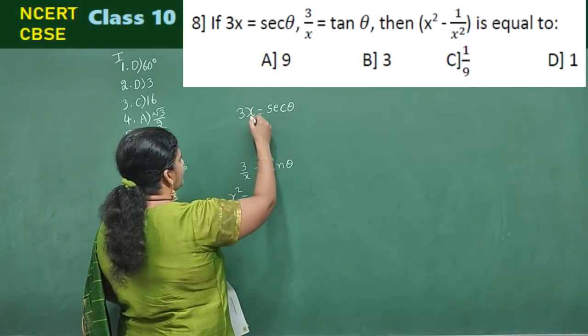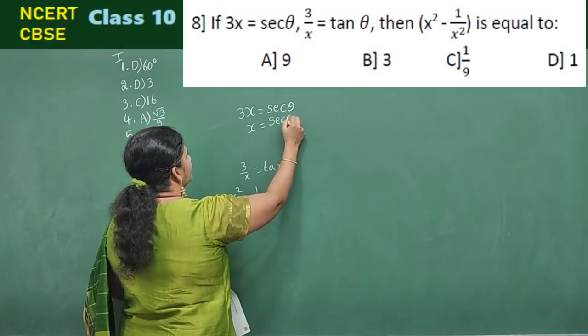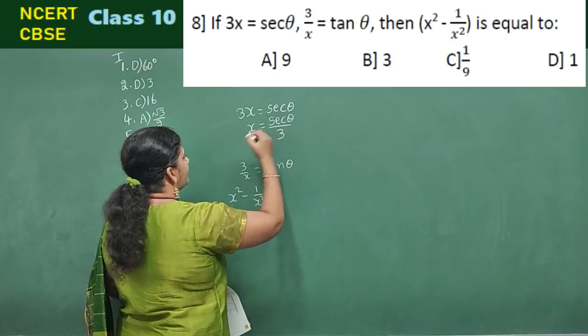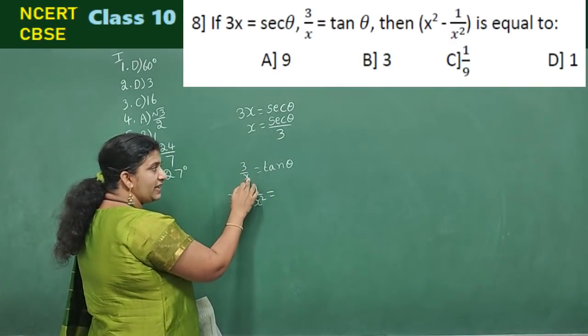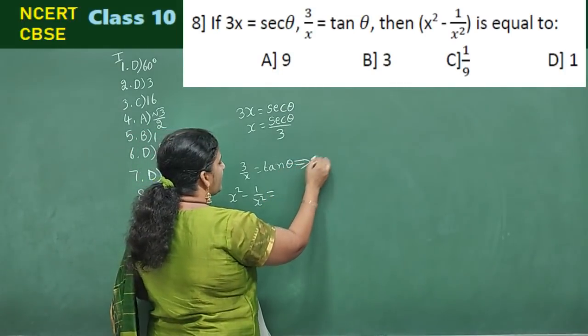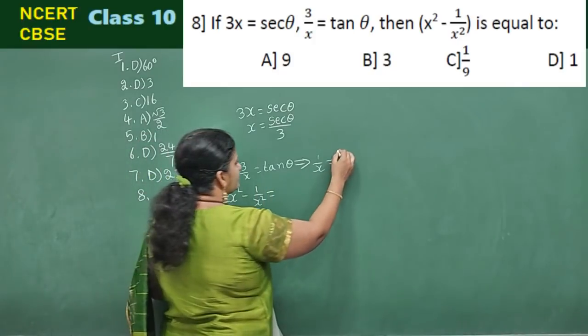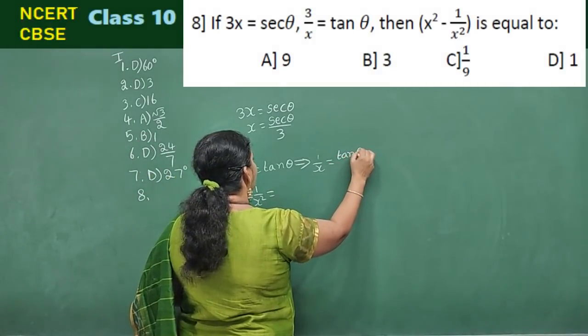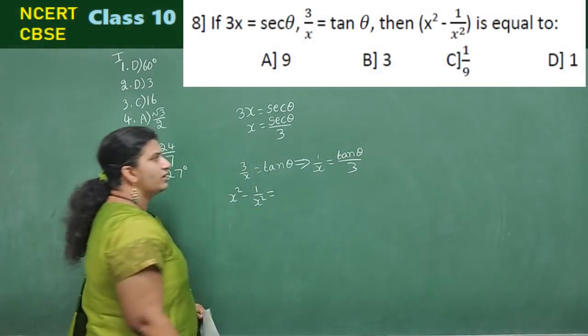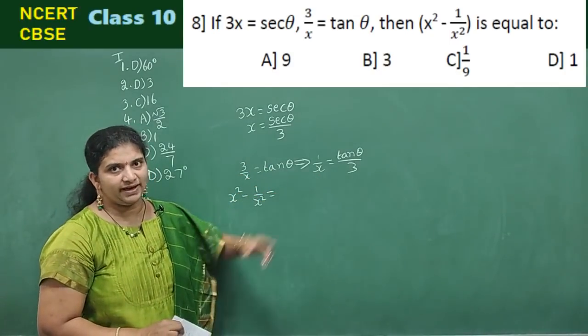So, for that sake, just send this 3 this side. x is equal to secant theta by 3. In this 3 by x, just see carefully. I just write this one as 1 by x is equal to, bring this 3 this side, tan theta by 3. I got x value and I got 1 by x value.